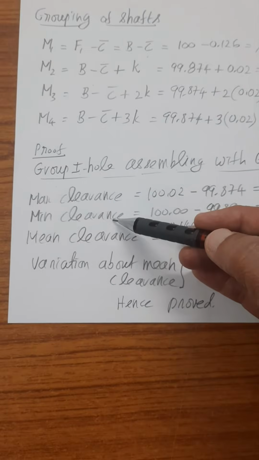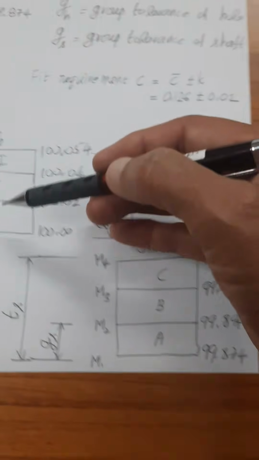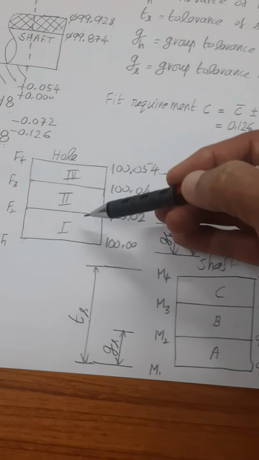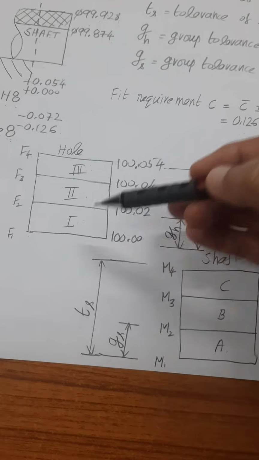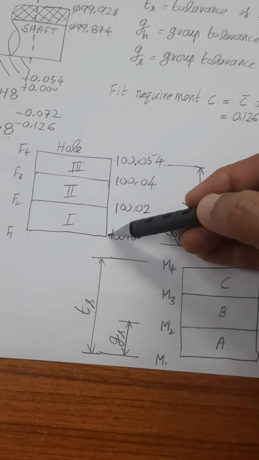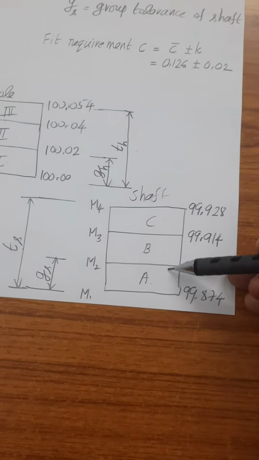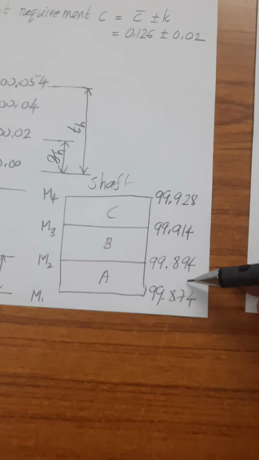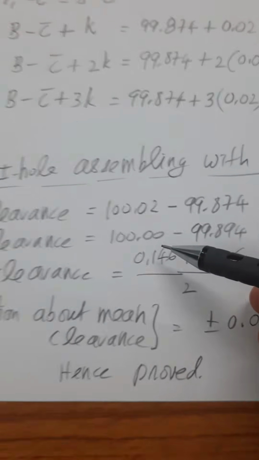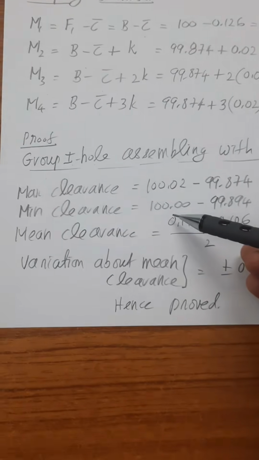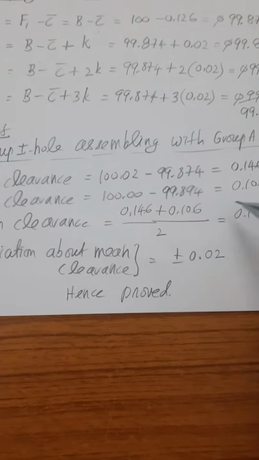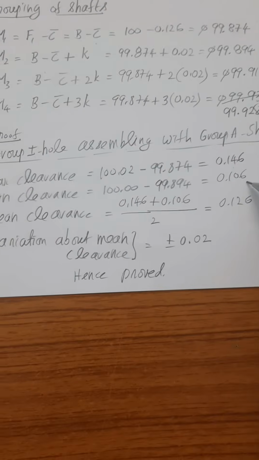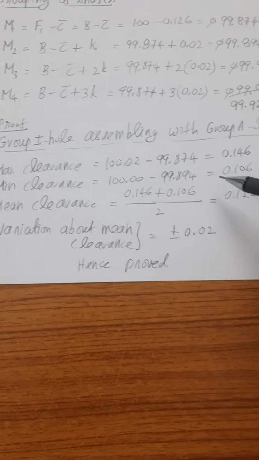What is the minimum clearance I will get? When you assemble the first group of holes with group A of shafts, take the smallest hole and assemble it with the biggest shaft. The smallest hole is 100, the biggest shaft is 19.894. So the minimum clearance is 100 minus 19.894, which gives you 0.106. From this, the mean clearance is found out.